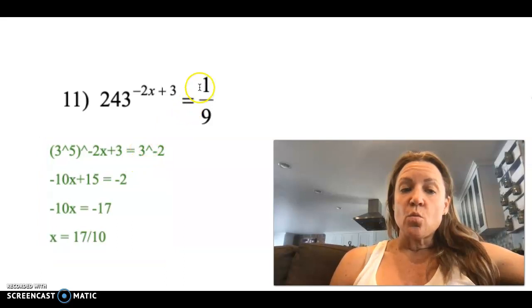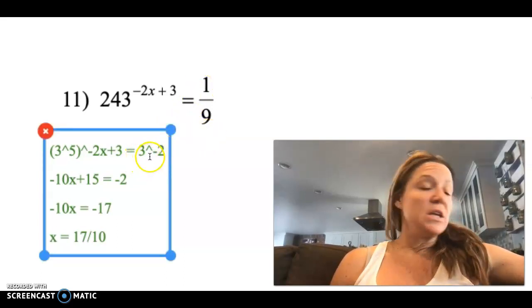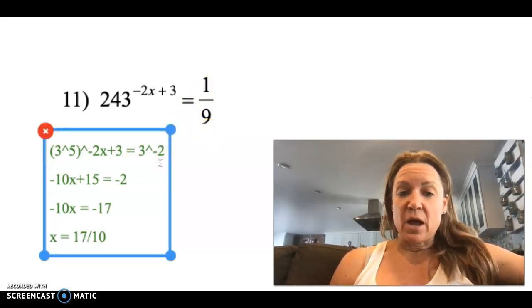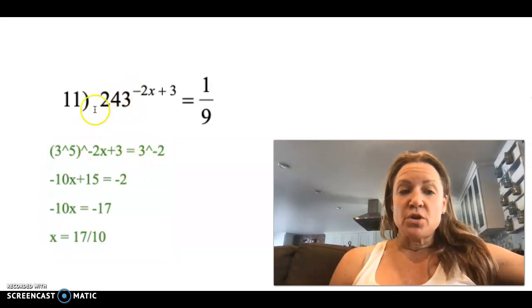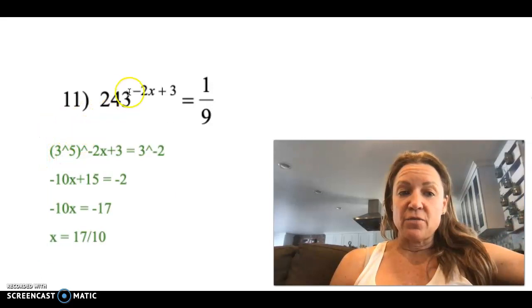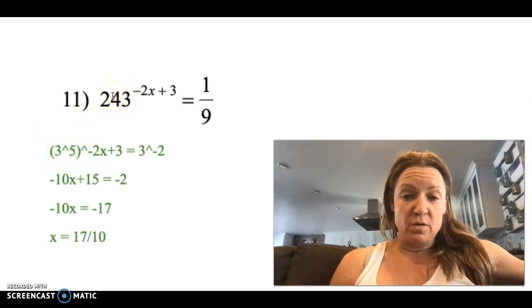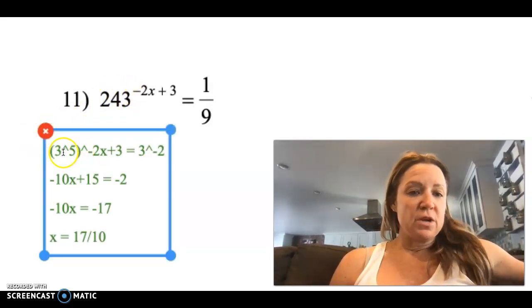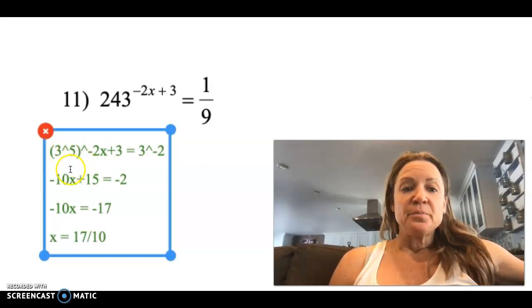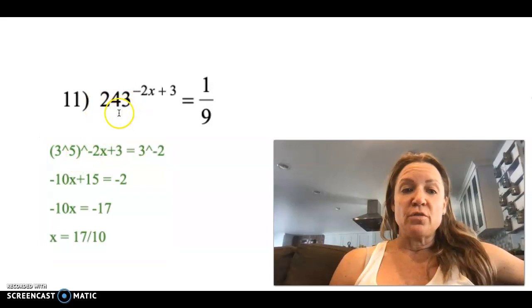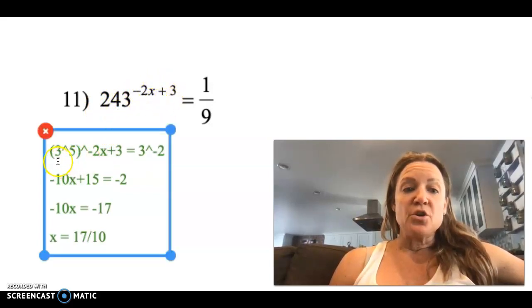So 1/9 would be 3 to the negative second power. And for 243, I used a calculator and figured out that I could rewrite 243 with a base of 3 and an exponent of 5. So I want to take 3 to the power of 5 for the 243, all to the power of negative 2x plus 3. Then your bases are the same.